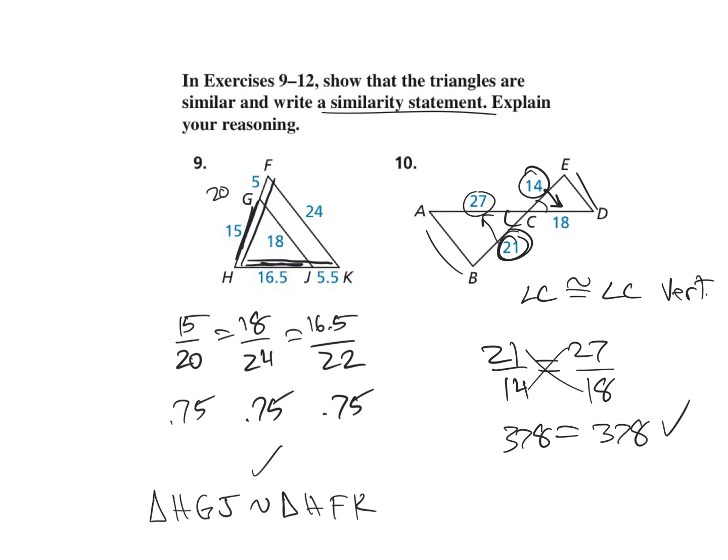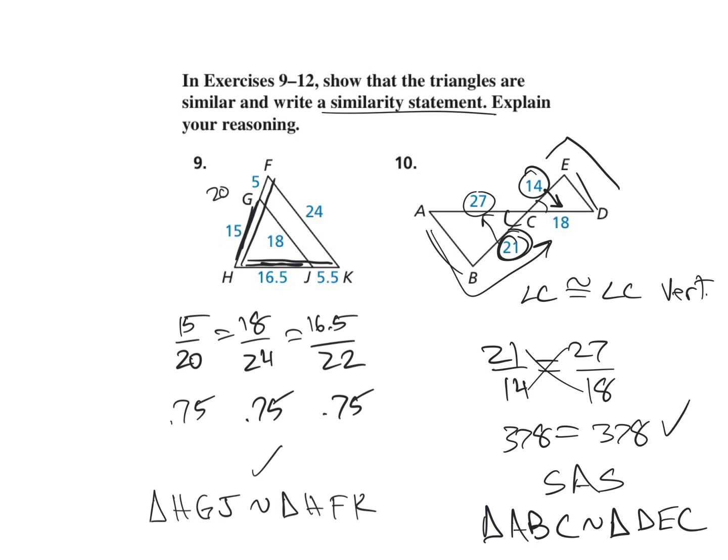So yes. And why are they similar? Side, angle, side. And the similarity statement: triangle ABC, be very careful, is similar to triangle, and these are flipped, so it's going to be DEC. So on ABC, this goes DEC.